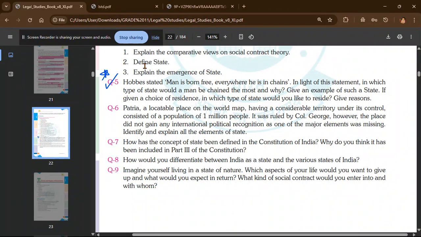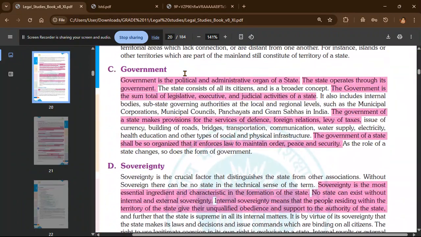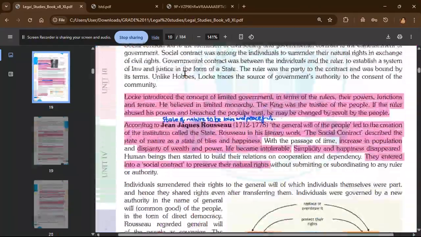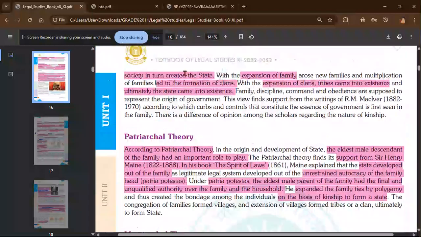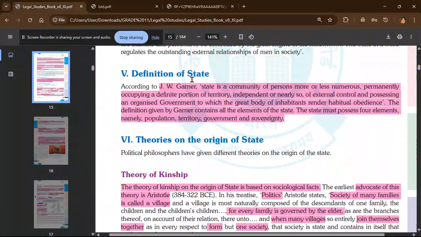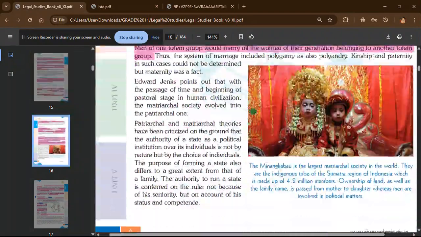So if they tell you to define state, you will write J.W. Garner's definition, what is state, Black's Law Dictionary. Okay. So according to J.W. Garner's definition, what is state? So you will be writing this statement. J.W. Garner states that state is a community of persons more or less numerous, permanently occupying a definite portion of territory, independent or nearly so, of external control, possessing an organized government to which the great body of inhabitants render habitual obedience. All of this, okay.